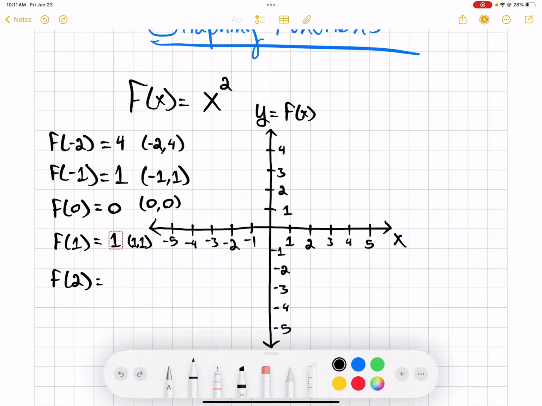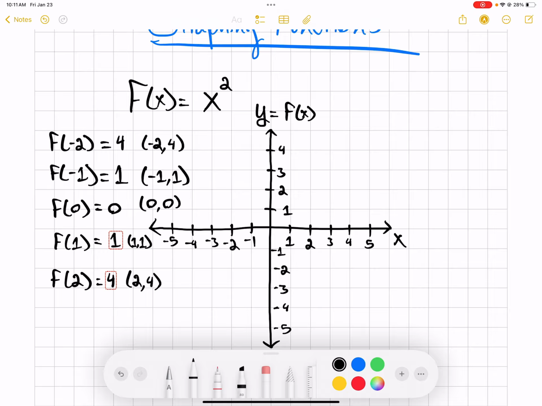So f of 2, when 2 is input into this function, f of x, we get 2 squared, which is equal to 4. So f of 2 is equal to 4. And the coordinate point for this is (2, 4). Okay, now we have these coordinate points, and now we just graph them.